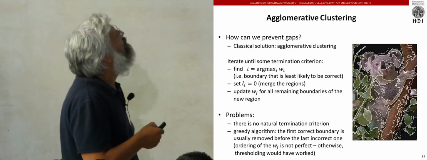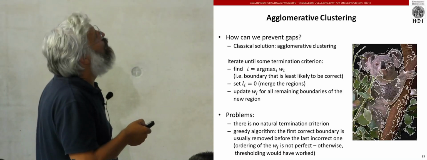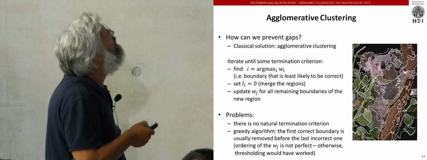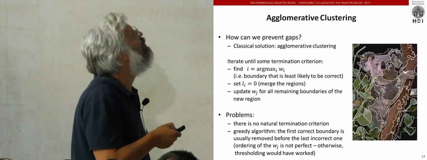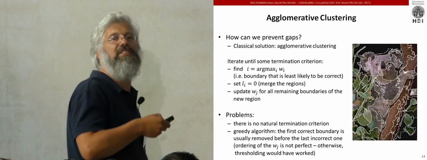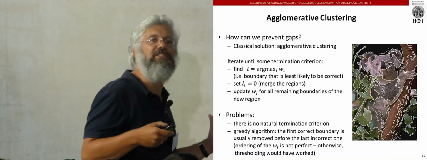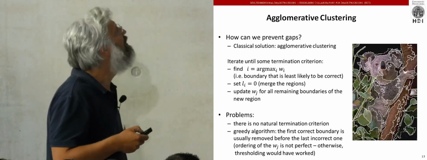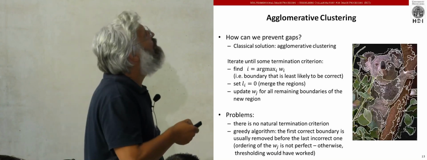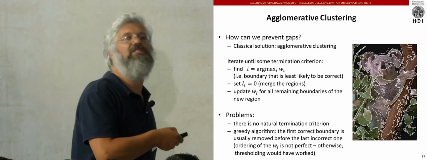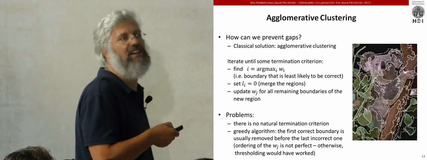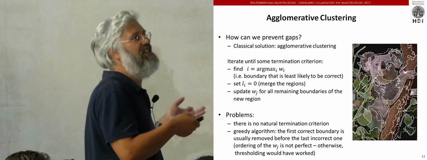So the algorithm is very simple. We look for the worst edge, that's the one with the biggest weight, and that's the one that's least likely to be correct. And then we set its label to 0, which means that we merge the adjacent regions of that edge. And then we get a new region, and we update the weights of the remaining edges of the new region. This step is important because otherwise it would just be the same as thresholding.